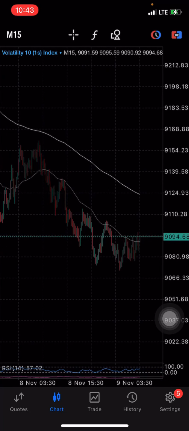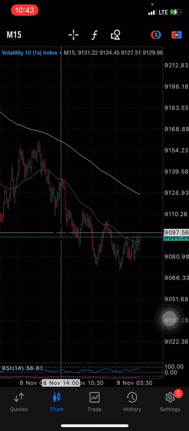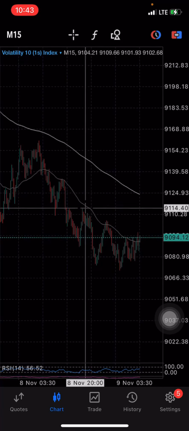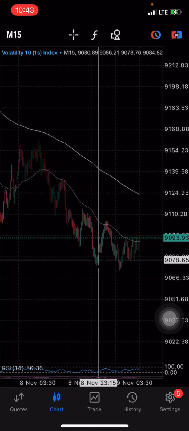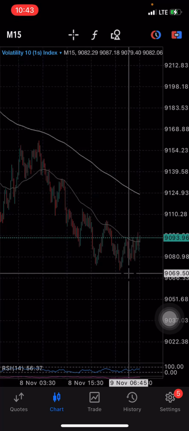Let's look at this. Is there a reversal here? Yes. Back to the bearishness. Is there a reversal here? Yes. Back to the bearishness. Is there a reversal here? You answered that. Back to the bearishness.